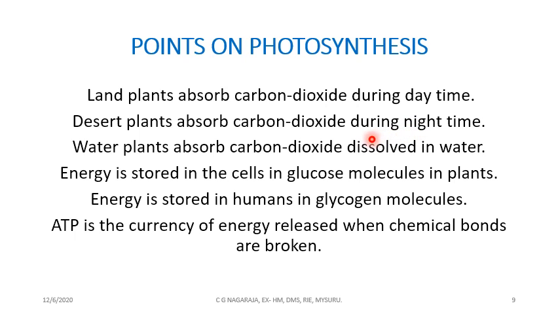You may ask me a question, why is it so? You have to find out an answer. Water plants absorb carbon dioxide that is dissolved in water. Energy is stored in the cells in the form of glucose molecules in all the green plants. Energy is stored in humans as glycogen molecules. That's also a 6-carbon compound, but the internal arrangement of atoms is slightly different between glucose and glycogen.